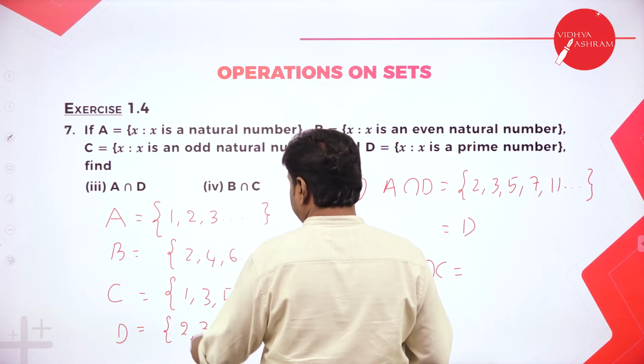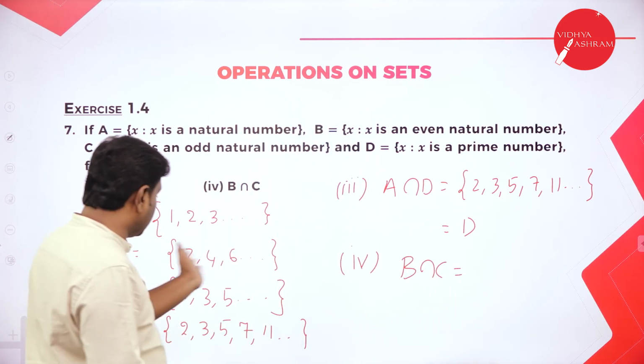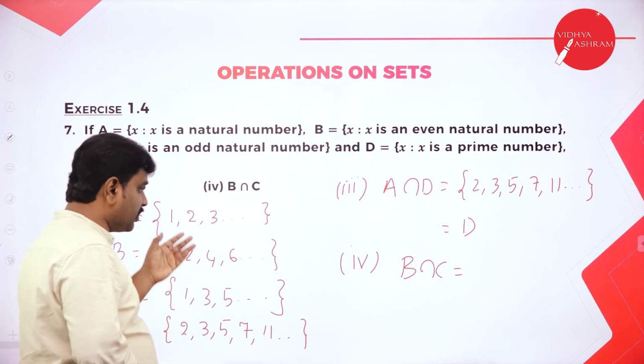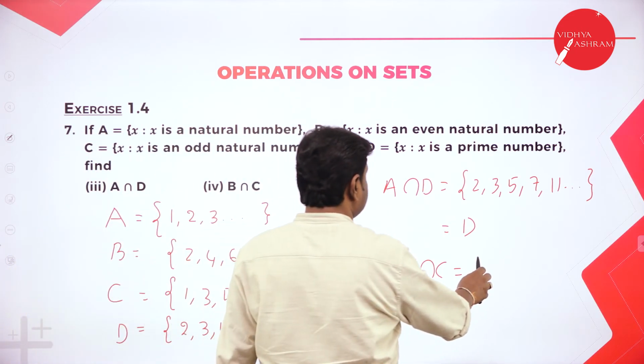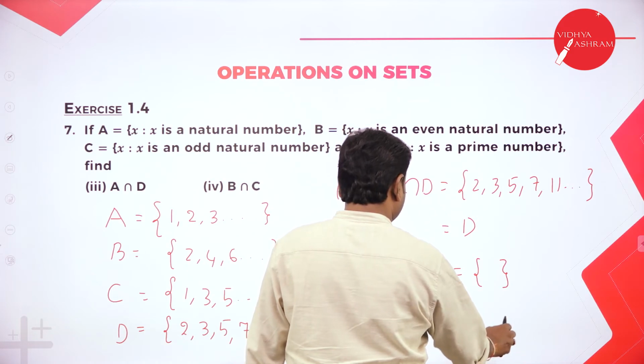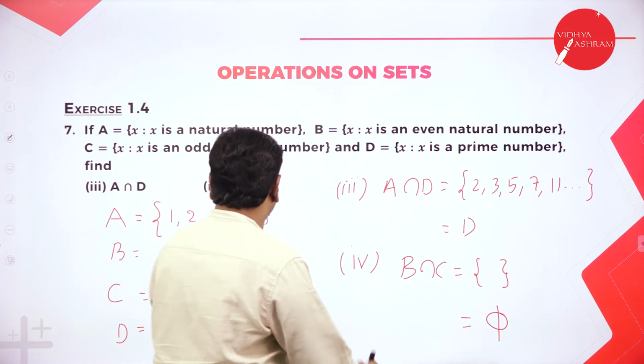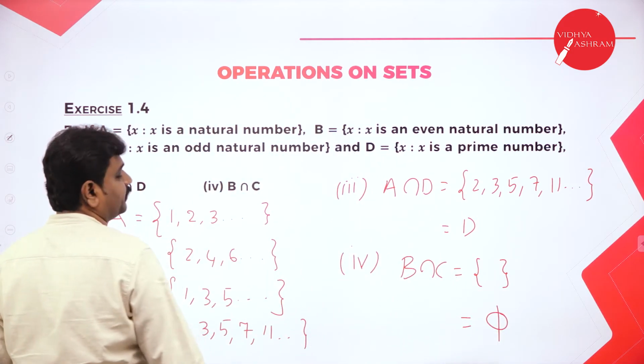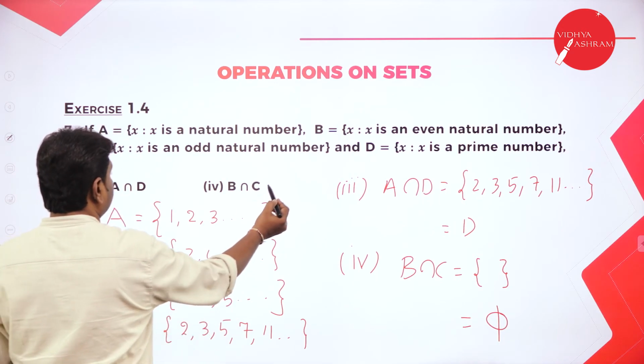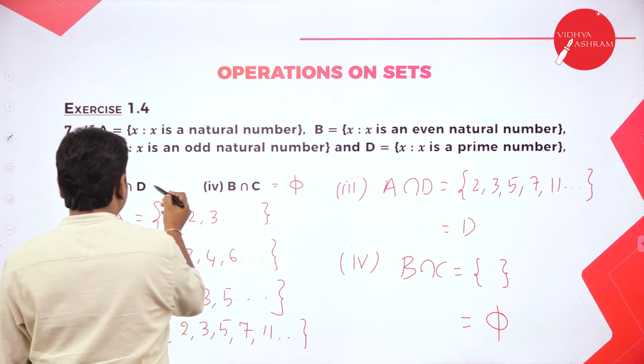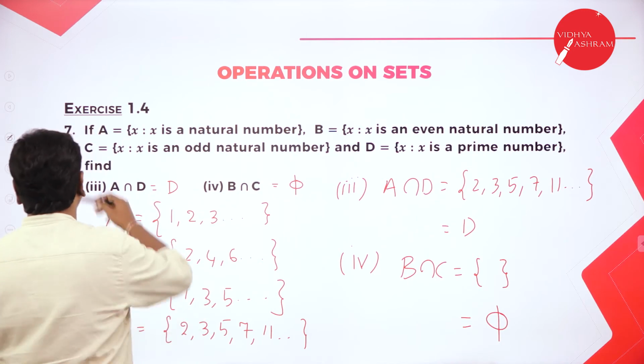So common elements of B and C. These are even numbers, these are odd numbers. Do we have any common elements? No. So B intersection C, I'll get the null set, psi. I hope all of you got this. So this will become the null set, and this you'll get D subset.